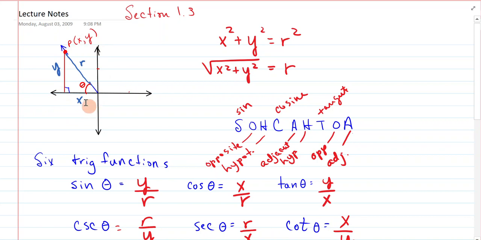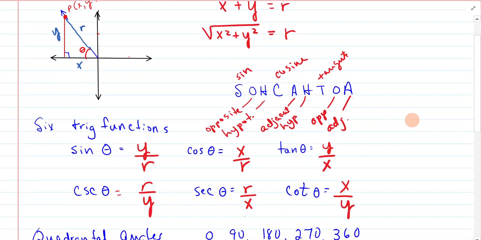So in this right triangle, we have x, y, and r. And we know that in a right triangle, x squared plus y squared equals r squared. That's the Pythagorean theorem. So if we want to know what r is, it's the square root of x squared plus y squared. That's something we always need to remember.